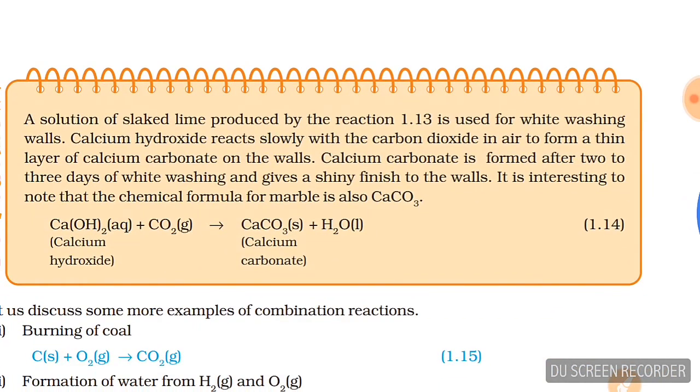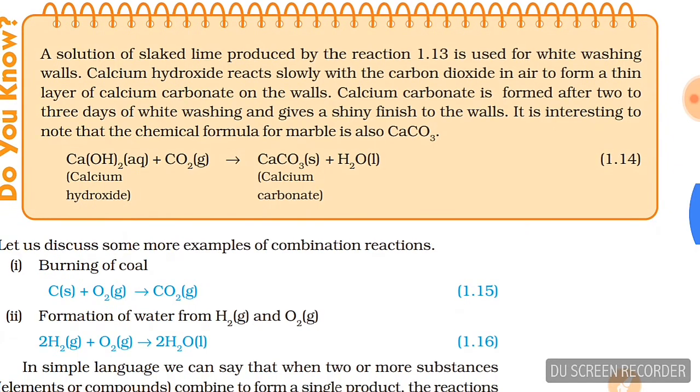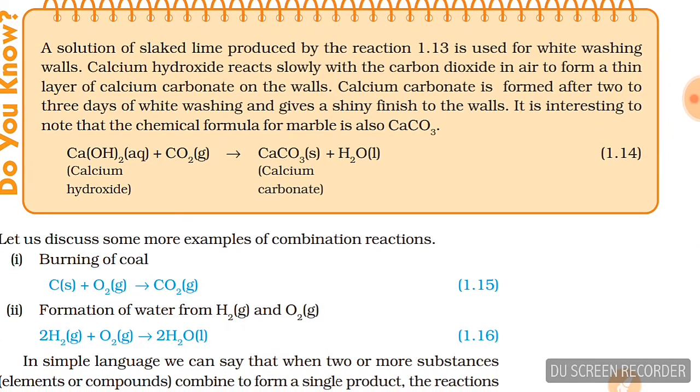A solution of slaked lime produced in the reaction is used for whitewashing the walls. It is used for what? Whitewashing. Calcium hydroxide reacts slowly with carbon dioxide in the air to form a thin layer of calcium carbonate on the walls. Calcium carbonate is formed after 2-3 days of whitewashing and gives a shiny finish to the wall.